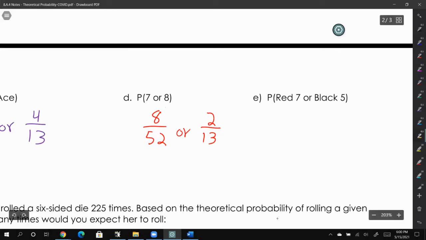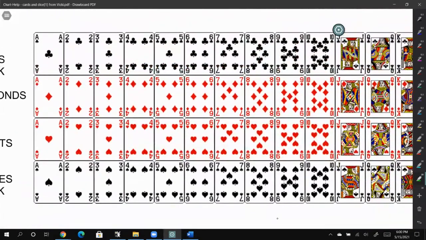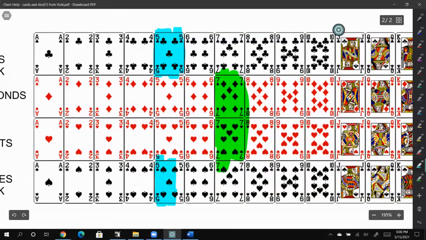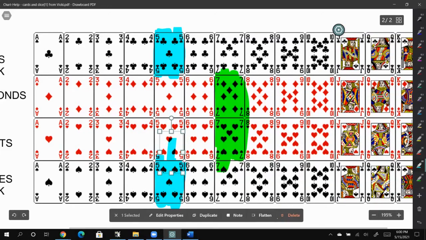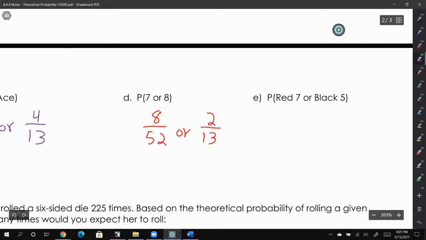And the last one here says the probability of a red 7 or a black 5. So we only have 2 red 7s right here. And we only have 2 black 5s right here. So we have a total of 4 successes, because getting a red 5 is not a success. I only want to draw a black 5 or a red 7. So there are 4 successes out of 52 total cards, or 1 out of 13.